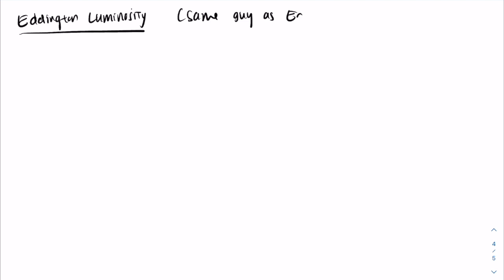So in this next part that follows from our equation of hydrostatic equilibrium, we're going to talk about the Eddington luminosity. And again, this follows from hydrostatic equilibrium. This was first come up with by Arthur Eddington, who's the same guy that came up with the Eddington approximation that we used earlier in the term to derive our second form of the moments of the radiative transfer equation in terms of mu.